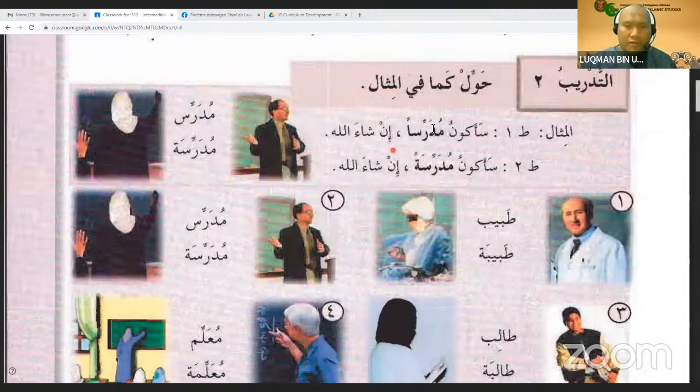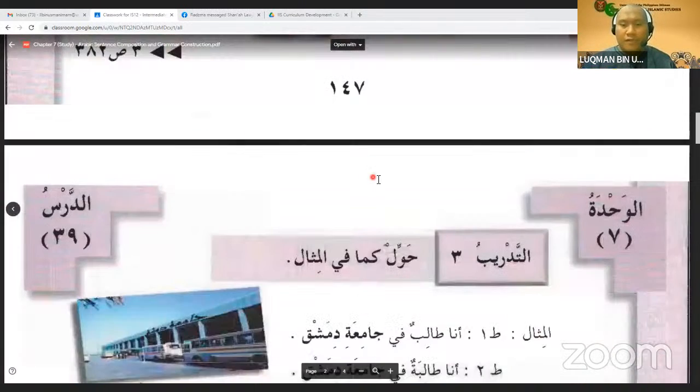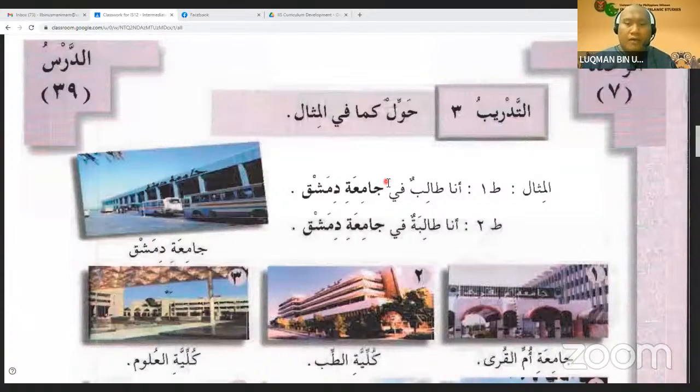So the difference is that the first one is for a masculine speaker. The speaker is masculine. Then the second one is the speaker is feminine. You just use these words. It's very easy. Then test 3 حول كما في المثال. So transform like in the example.